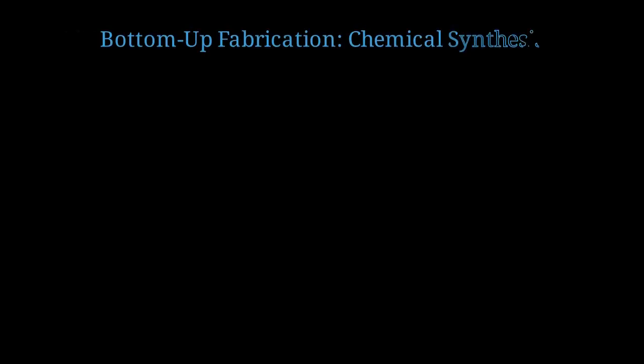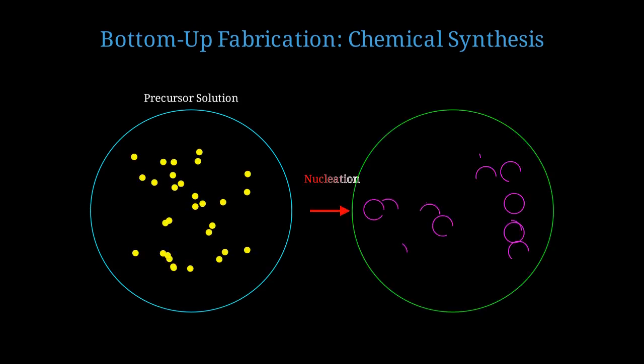Now let's shift to bottom-up approaches, which are often more elegant and versatile. Here we build nanoparticles, atom by atom, through chemical reactions. This is where chemistry becomes nanotechnology. In chemical synthesis, we start with molecular precursors dissolved in solution. When we trigger a chemical reaction, perhaps by heating, adding a reducing agent, or changing pH, atoms begin to cluster together in a process called nucleation.